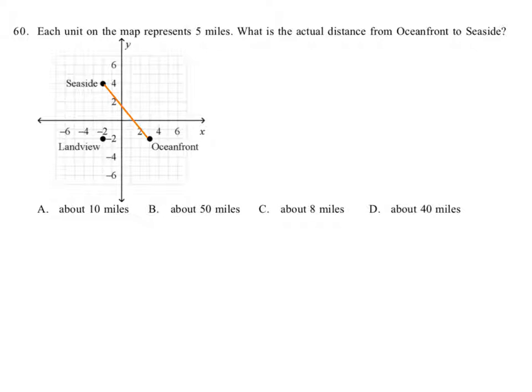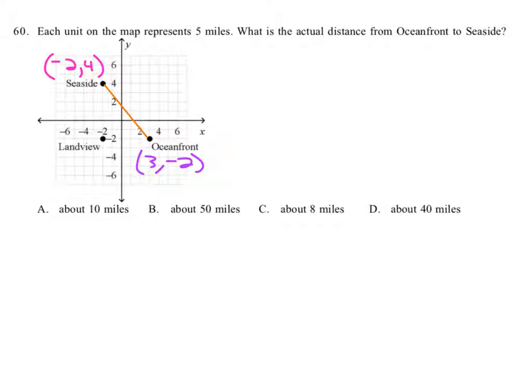But let's write the coordinates of these points first before we do anything else. Seaside is at -2 comma 4, and oceanfront is at 3 comma -2. And we need to find the distance, so we're going to use the distance formula.